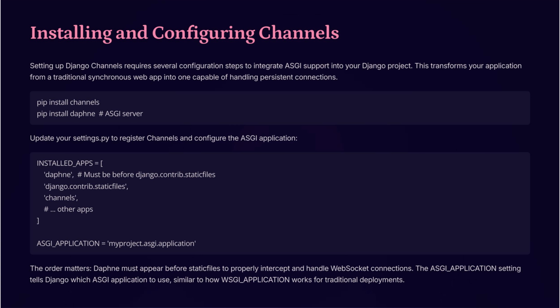To set up Django Channels, first install the necessary packages, Channels and Daphne. Update settings.py to include Daphne before django.contrib.staticfiles in installed apps. This ensures proper WebSocket handling. Define ASGI_APPLICATION to specify your ASGI application, transforming your project to support persistent connections.